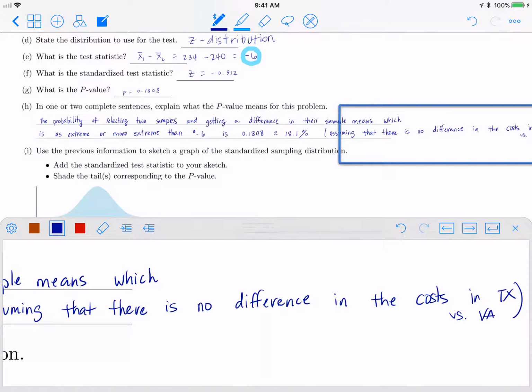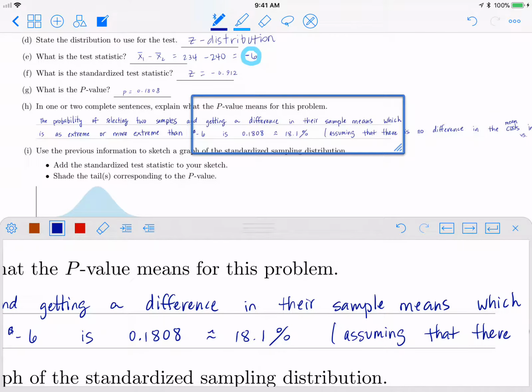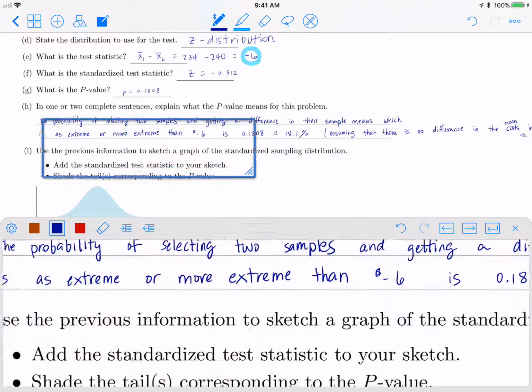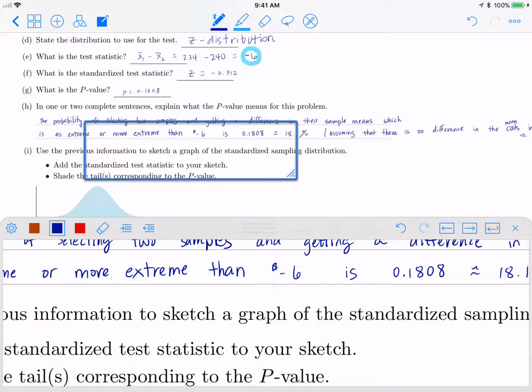So, of course, even if there is no difference in the mean costs in Texas and Virginia, just because you pick two samples doesn't mean that they're going to have the same sample means, right? Because it's random. So you could pick a sample where the mean is higher for one than the other, even if the population means are the same. So what we're saying is, assuming that there's no difference, what's the likelihood of selecting two samples and their sample means being as extreme or more extreme than -$6? Well, that's like an 18% probability.